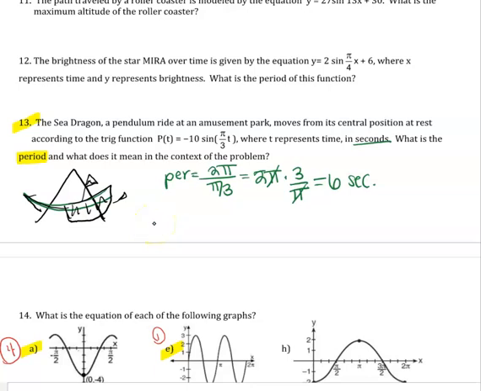Okay, I'm not going to write that down. You can get that from the key, but that's what it means. It takes 6 seconds to complete one full cycle on the ride. So like I said, that's like you guys going forward, returning to the starting place. That's 6 seconds.